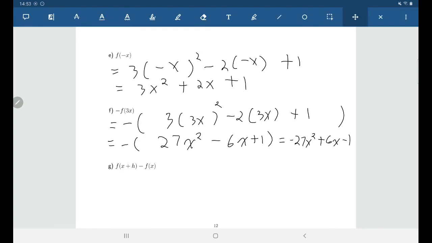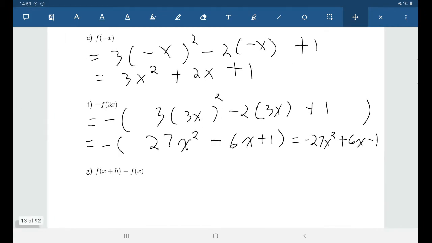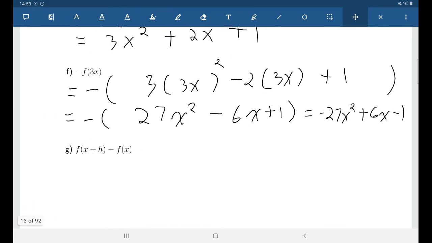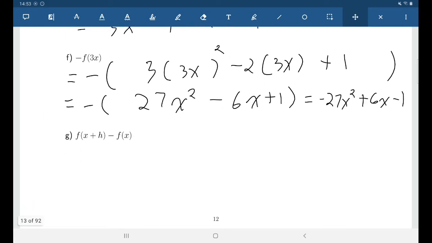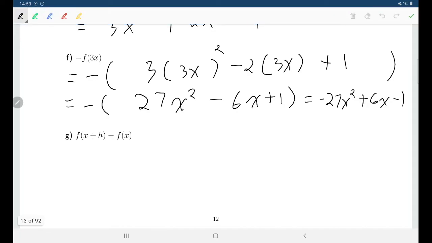All right, finally, one last thing for us to do here, f of x plus h minus f of x, which is actually something that's going to be pretty important in one more slide after this. So this expression, f of x plus h minus f of x, means that we've got two things. Number one, we'll have to find out what is f of x plus h. And then once we do that, we'll then subtract f of x, our original function, from it.